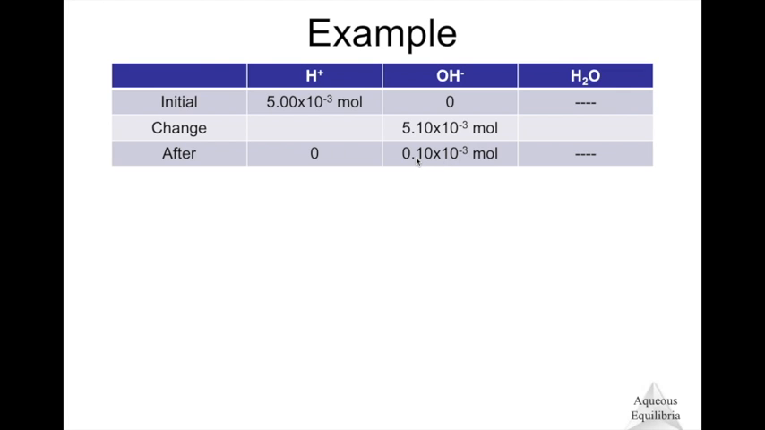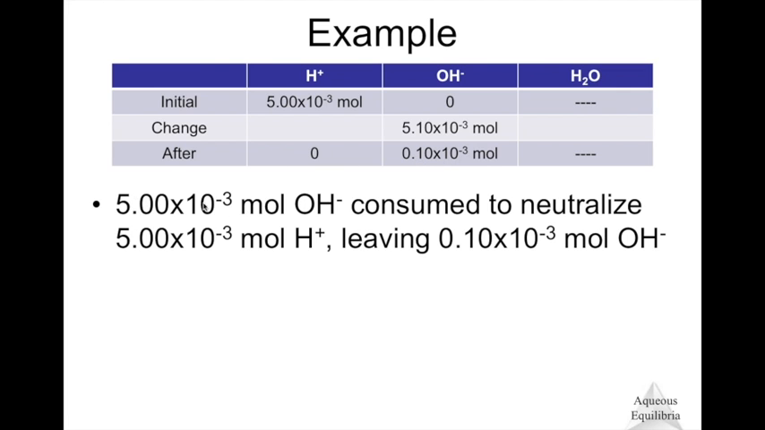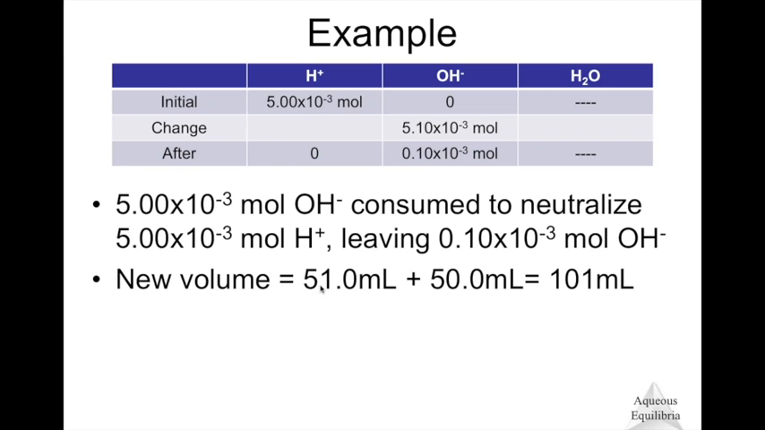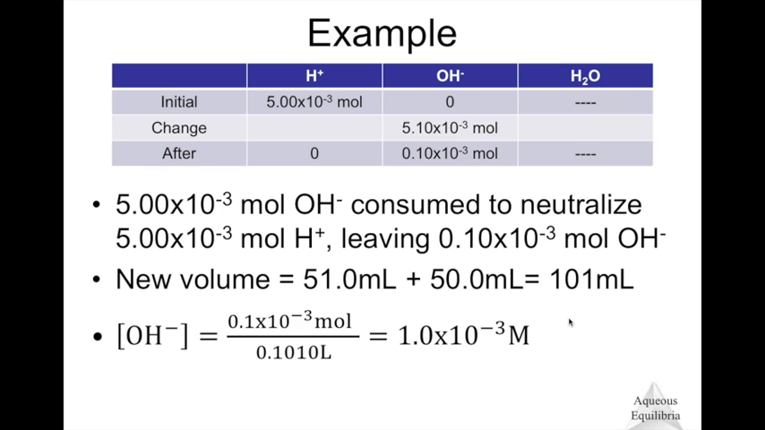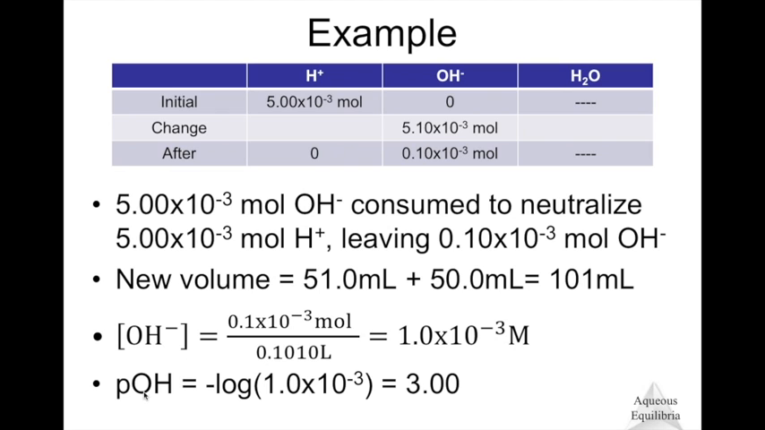So 0.1 times 10 to the minus 3, because 5 of this was consumed to neutralize the 5 times 10 to the minus 3 moles of H plus, so that leaves a little bit of that left over. And so our new volume is 51 plus 50, so we have to add those volumes together, 101 mL. So now we can figure out our concentration of OH because we know the moles left over and we know the milliliters of solution. Once we have that concentration, we can get our pOH, which is 3, and then pH is easy to get from there, a pH of 11.